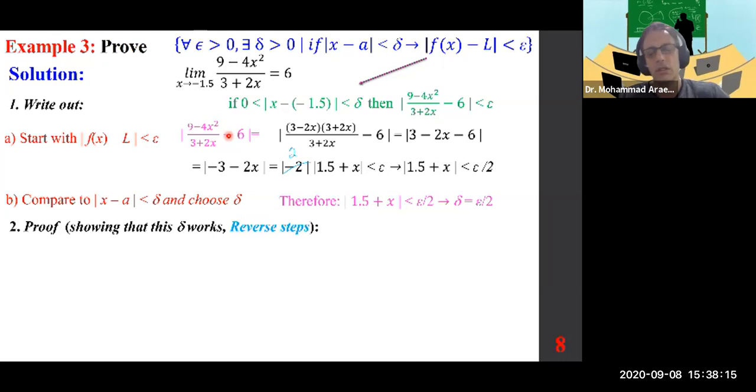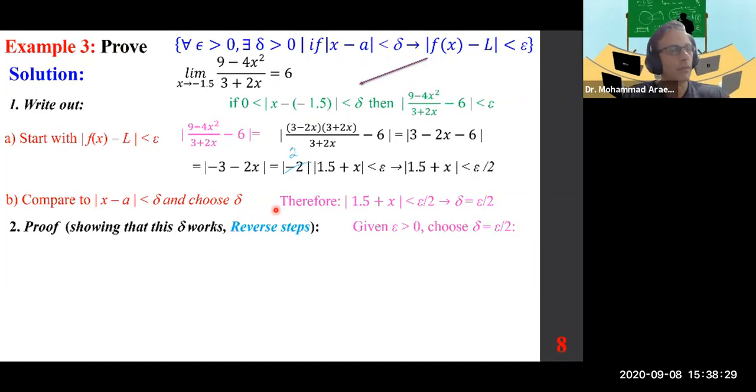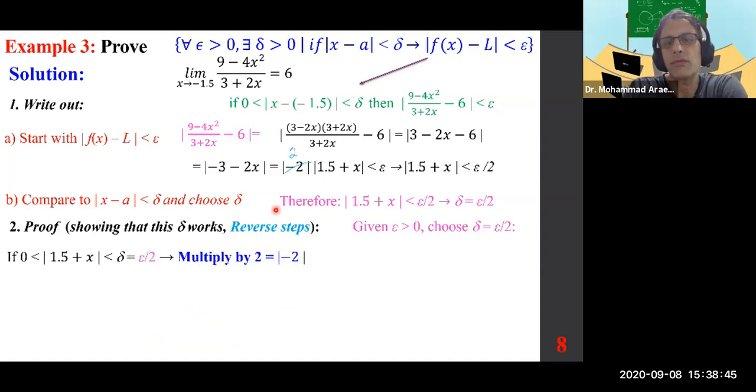So let's quickly show that, okay? Given epsilon larger than 0, the choice is delta equal to epsilon divided by 2. So that would be the choice, and this is how we choose that. So we have that so far. Let's start with this part. 1.5 plus x is less than epsilon divided by 2. So delta is the same as epsilon divided by 2.